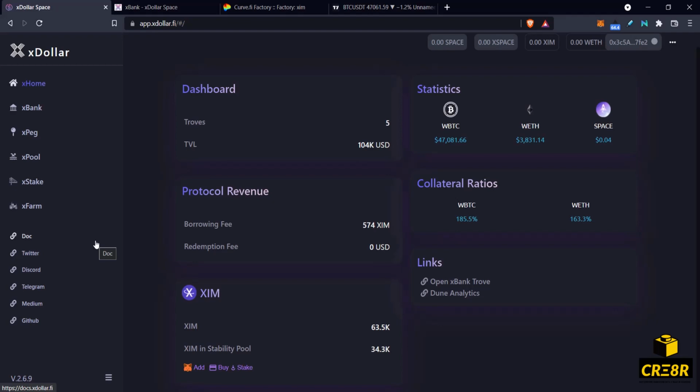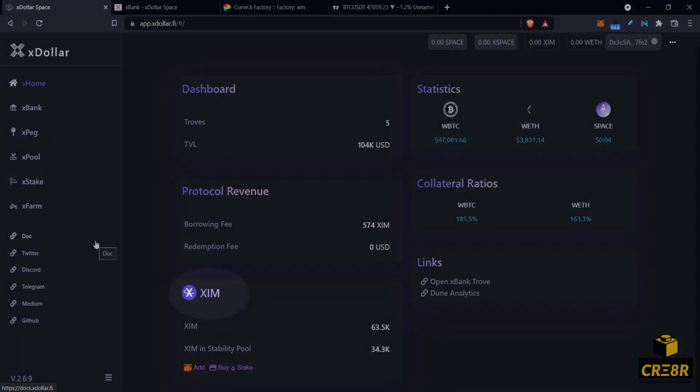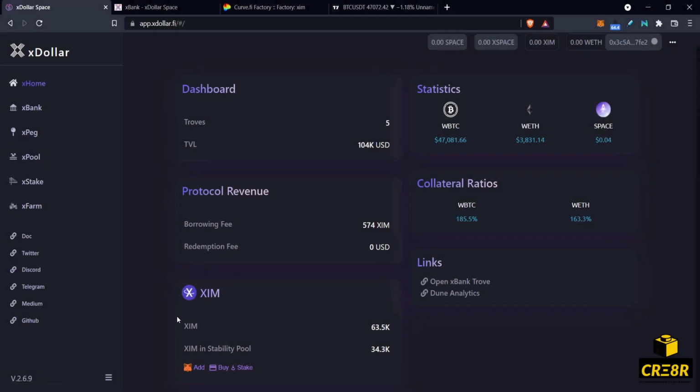So what do we have here? We have a XIM. So the XIM token is right here, this XIM. The X is pronounced like an SH kind of. The XIM token is the stablecoin of the xDollar protocol. It's a US dollar stablecoin, pegged to the US dollar. And this is a dashboard.